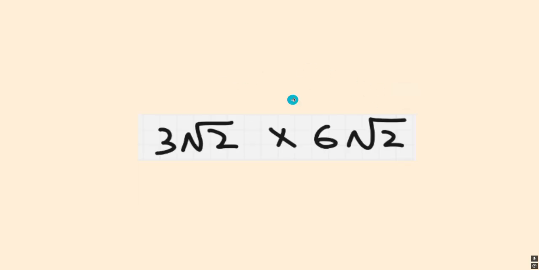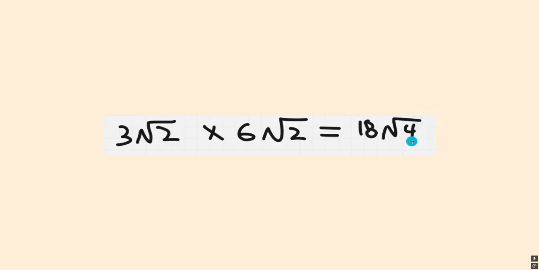For example, here's a question: 3 root 2 times 6 root 2. We've identified that they have the same radicand, and the coefficient of the first number is 3, the coefficient of the second number is 6. So all you need to do is 3 times 6, 18. Root 2 times root 2 is root 4. So your answer would be 18 root 4. See how easy that is?